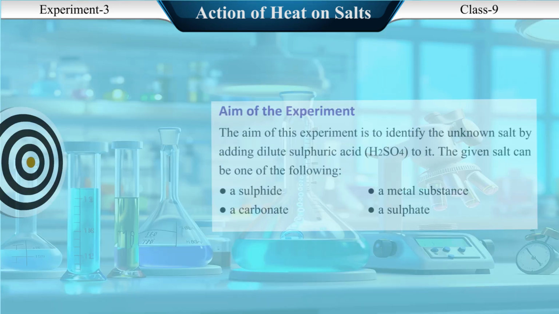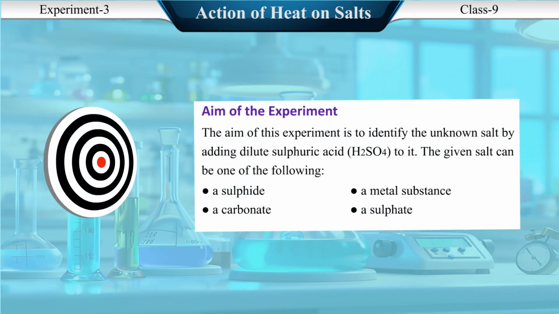Experiment 3. Aim of the experiment. The aim of this experiment is to identify the unknown salt by adding dilute sulfuric acid to it. The given salt can be one of the following: a sulfide, a carbonate, a metal substance, a sulfate.